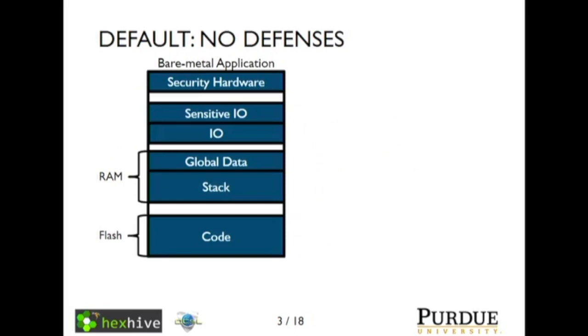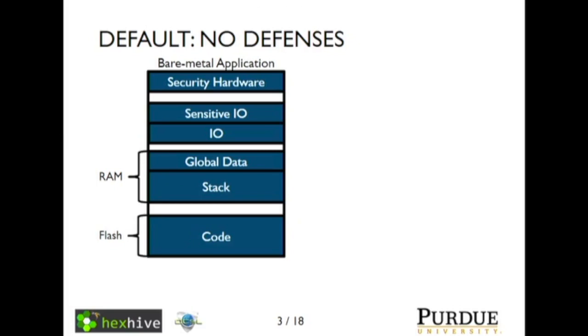As I go through my talk, I have this diagram, and it has the different parts of these systems. At the top, you've got hardware, some security hardware. They have some very primitive hardware security features. There's some I/O, some of which may be sensitive, some of which may not be sensitive depending on the application. There's RAM, which will have your global data, your stack, heap, and your flash. It's down where your code is stored.